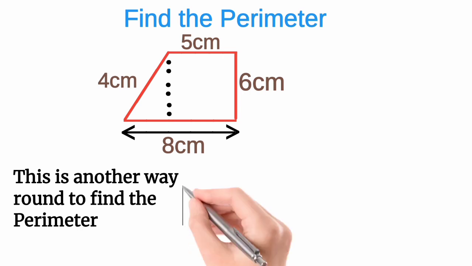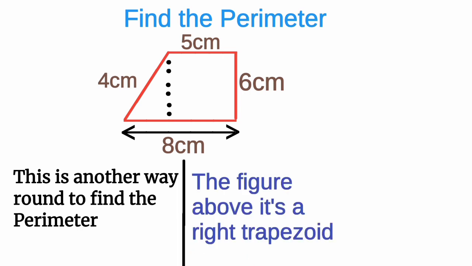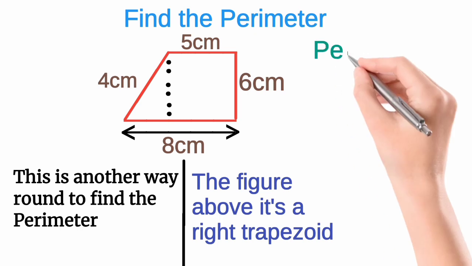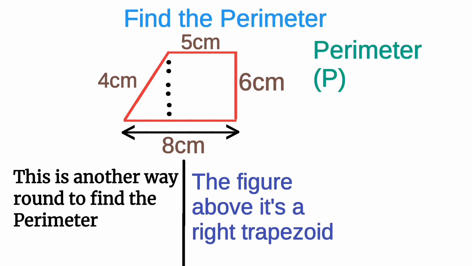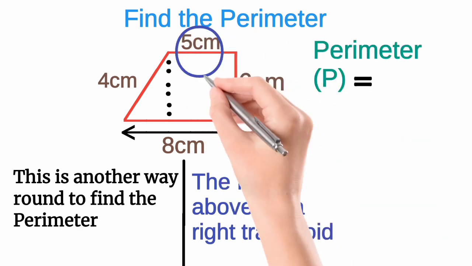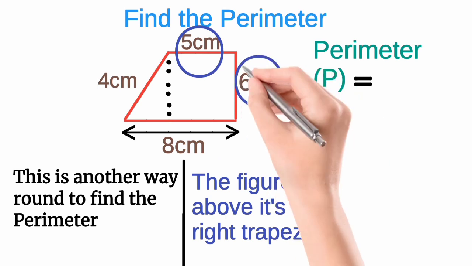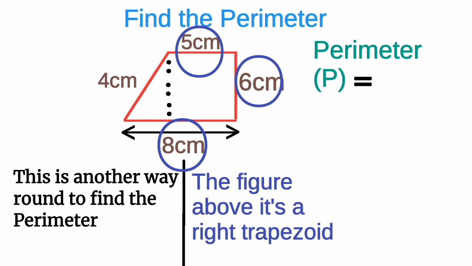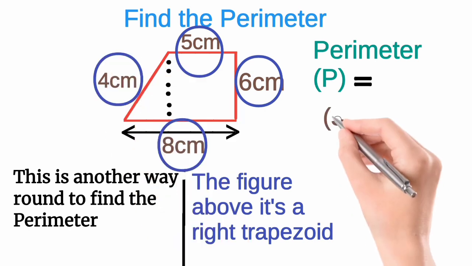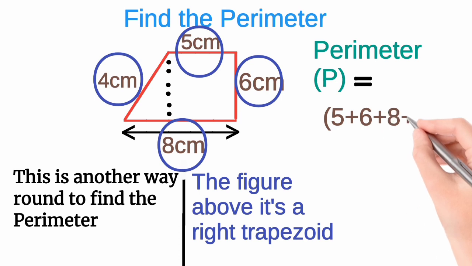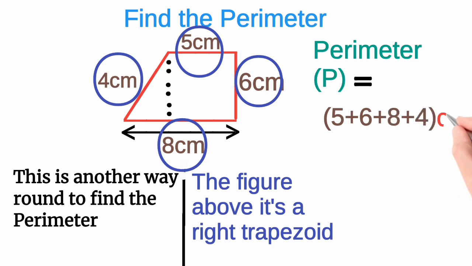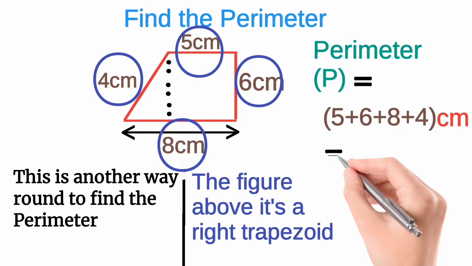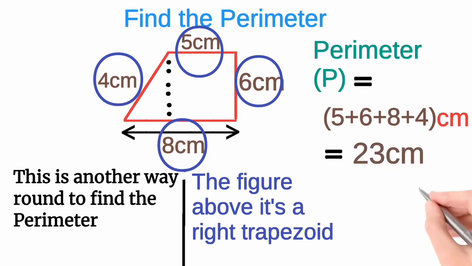This is another way around to find the perimeter. This figure below is a right trapezoid. The perimeter P is the addition of all the sides. Any value encircled with the blue color is a side needed to be added: 5 centimeters, 6 centimeters, 8 centimeters, and 4 centimeters. We now sum up 5 plus 6 plus 8 plus 4, all in brackets centimeters, that is the units. It is 23 centimeters as the answer.